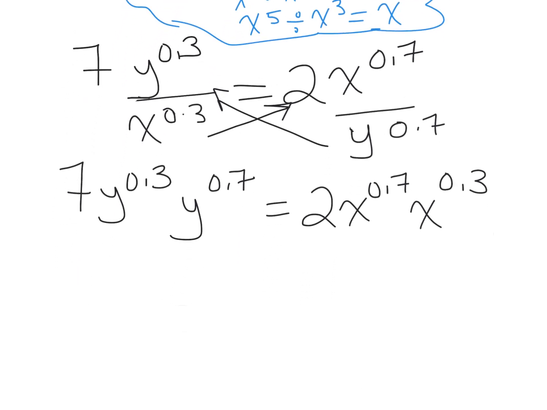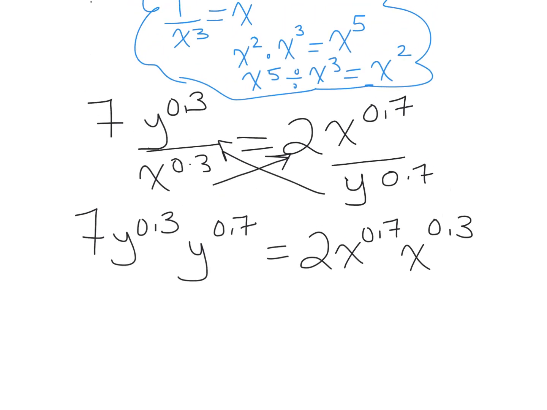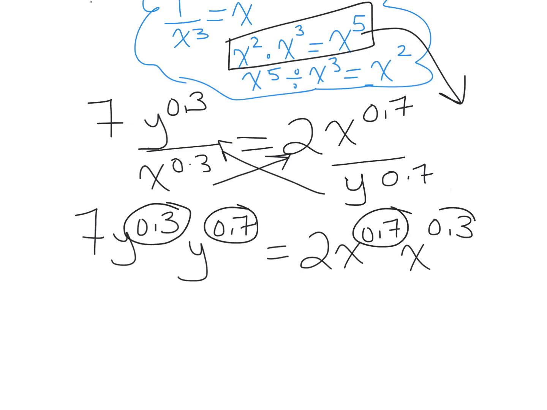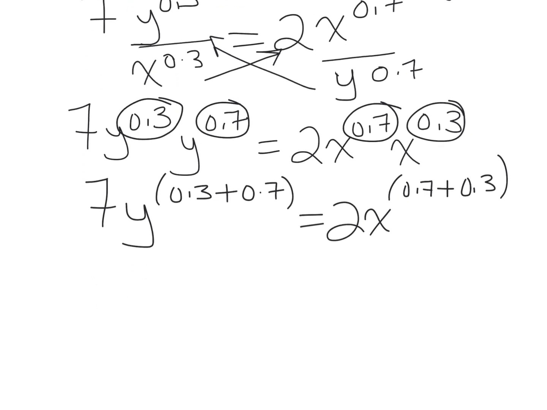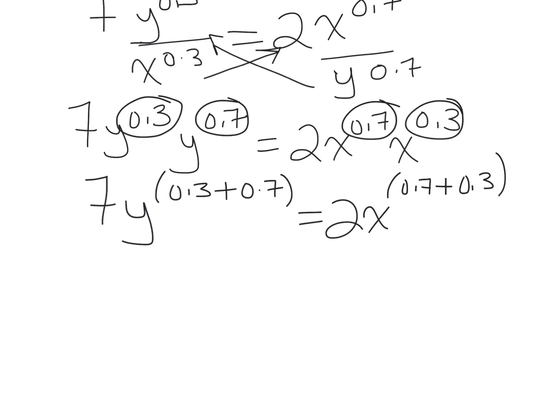Okay, so now I can use those exponent rules right there, where I am multiplying exponents with the same base. So I add the exponents together. So this gets interesting. So I have 7y, and I'm adding them. I'm just going to show you how I'm going to do that. Is equal to 2 times x to the 0.7 plus 0.3. Right? Kevin, 7y equals 2x.